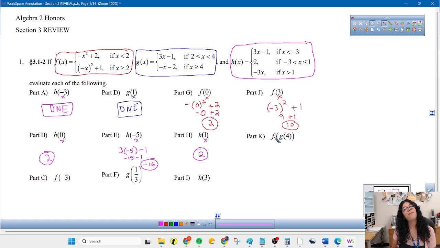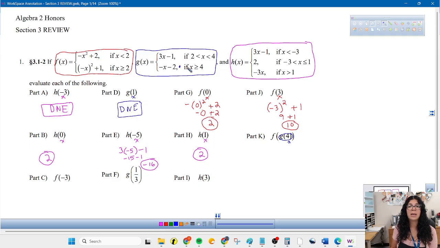Next we have f of g of 4. So we have a little bit of composition here. Okay? So first I'm going to start with the inside part, and I'm going to find what is g of 4. So I'm plugging in x of 4 into the function g. So if I plug in 4, is 4 in between 2 and 4? Notice 4 is not included here. So I will use the second one. 4 greater than or equal to 4, that's true.